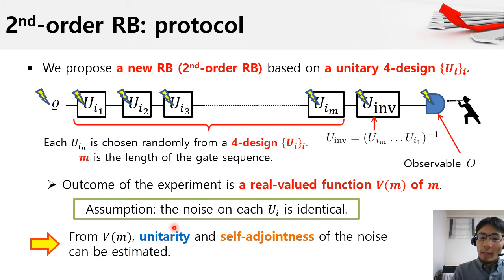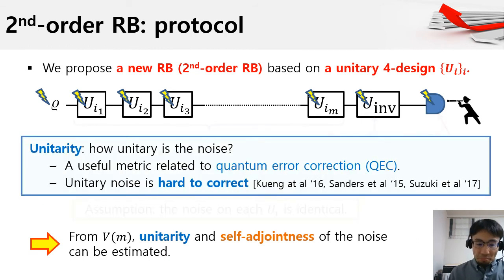At this point, let me explain what unitarity and self-adjointness of the noise are. First, unitarity is a metric of the noise which reveals how unitary the noise is. This is known as a useful metric related to quantum error correction. This is because if the noise is coherent, if the noise is unitary, then it is hard to correct in general. So by checking this unitarity, we can get some insight into the feasibility of quantum error correction.